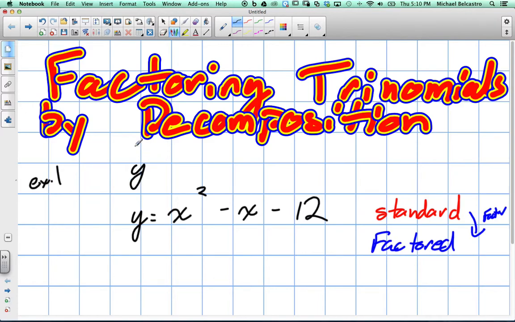So let's look at this as being our parent function. The coefficient in front of x squared would be called a. The coefficient in front of the x would be called b. And the constant term at the very end is called c. So the first thing we have to be able to do is tell which is A, B, and C. What is C in our question here? What number represents C? 12. Yeah, and technically negative 12. So let's keep that in mind.